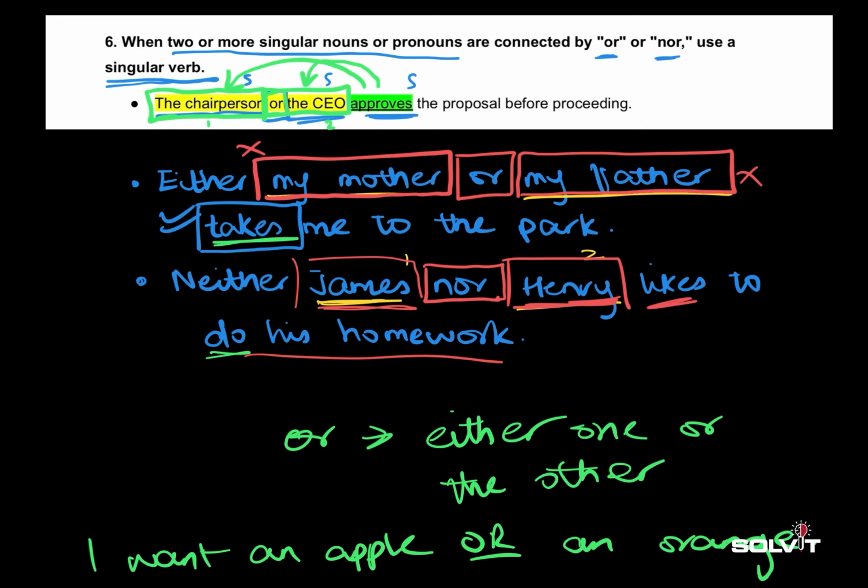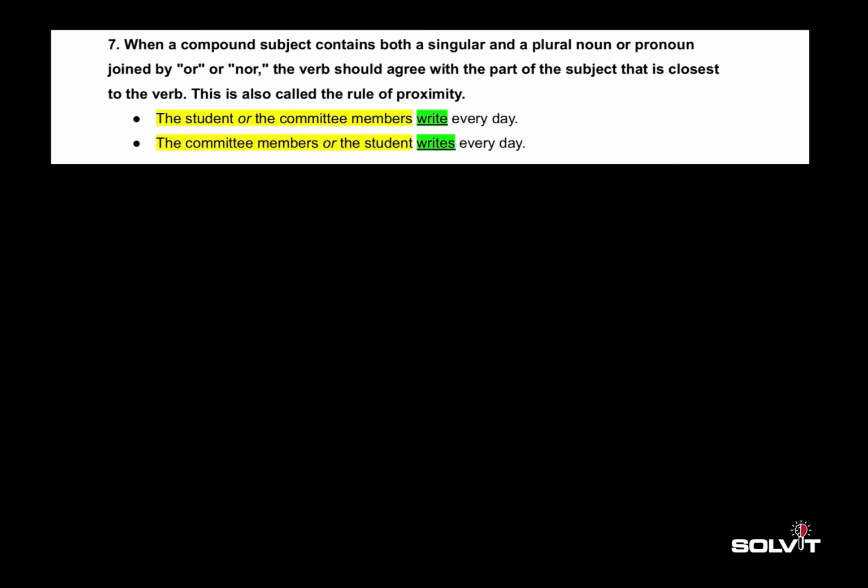So yeah, just remember that whenever we have two or more singular nouns or pronouns connected by the word or or nor, use a singular verb. Okay, so this rule is very similar to the last one. It's just different in the sense that in the last one, we were saying that there are two subjects in the sentence and both of them are singular.